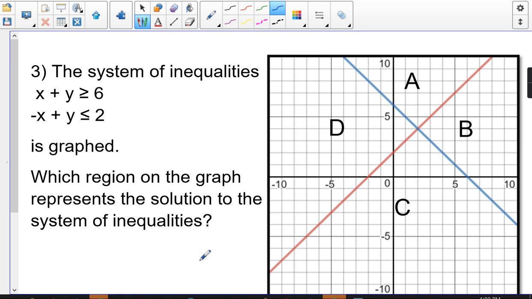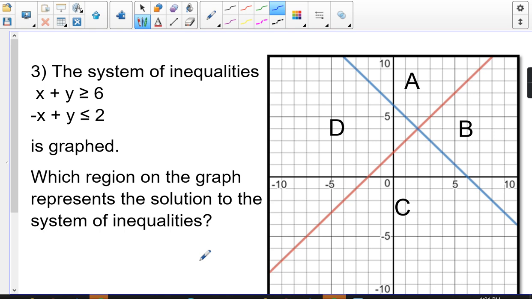So let's remember that when we talk about the solution of a system of inequalities, we're talking about which section is going to be colored in both colors. If you recall, when we graphed inequalities, we shaded in half the graph. And when we are doing two inequalities, we want the section that is shaded in for both.